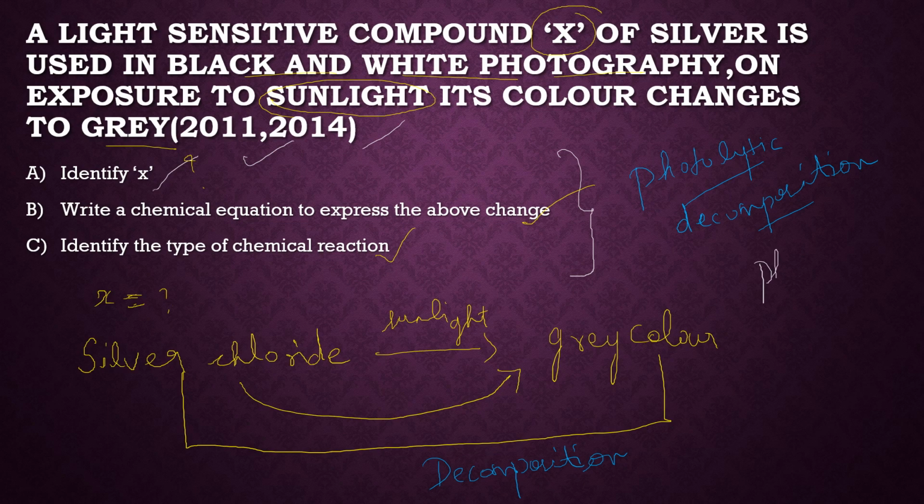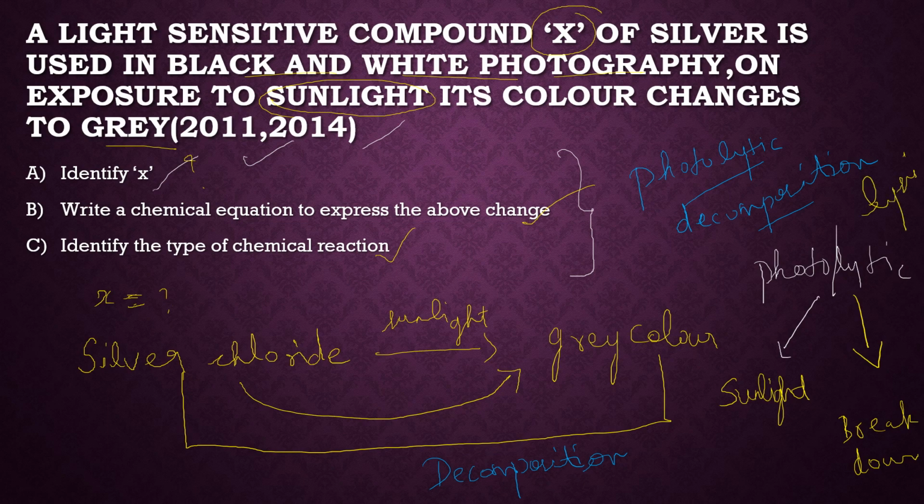So photolytic means what? Photo means light. So let me break this terminology. Photo means it's sunlight. Here we are exposing that compound to sunlight, right? So light means photo. Lytic is breakdown. You would have heard the word lysis in biology. Lysis means breakdown. So this is called photolytic decomposition. Now let me pen down the equation for this.